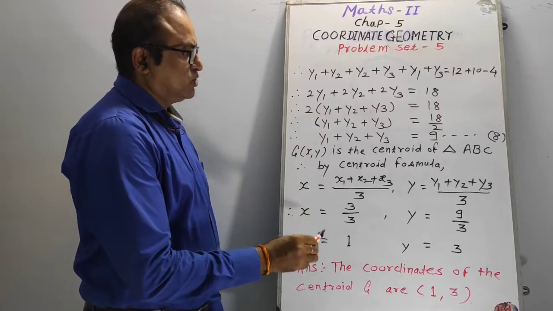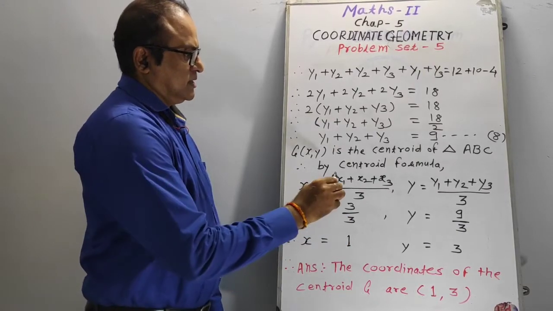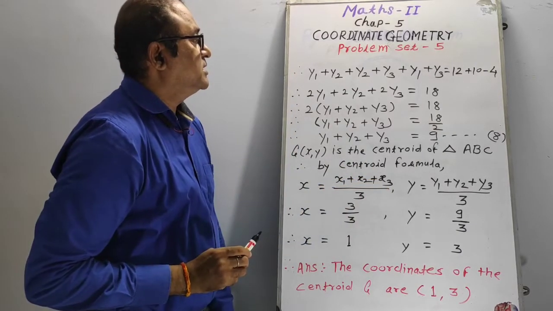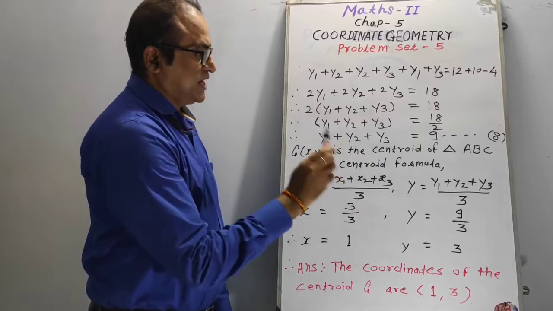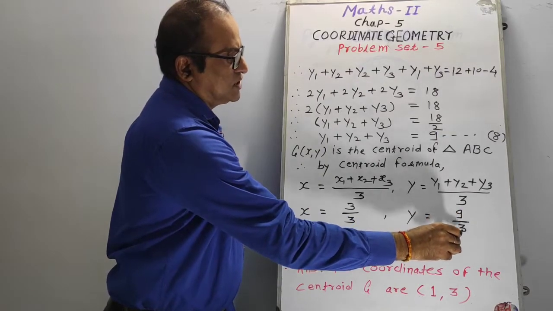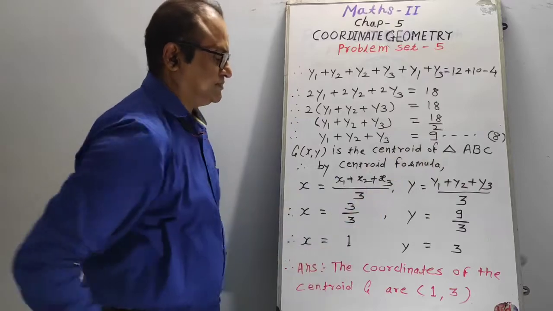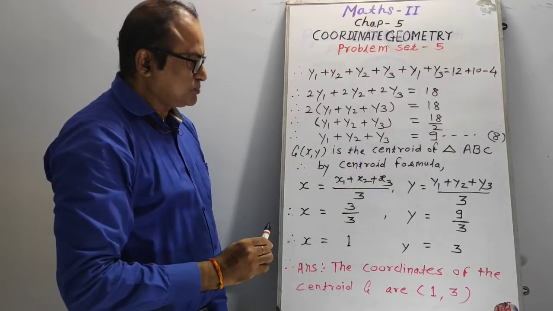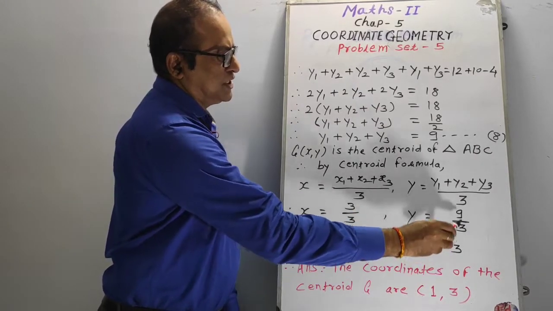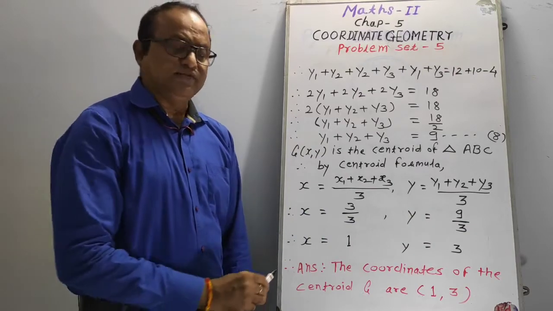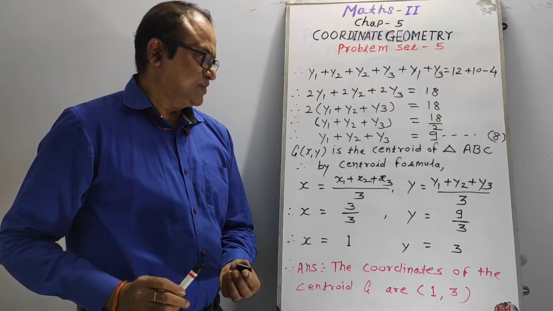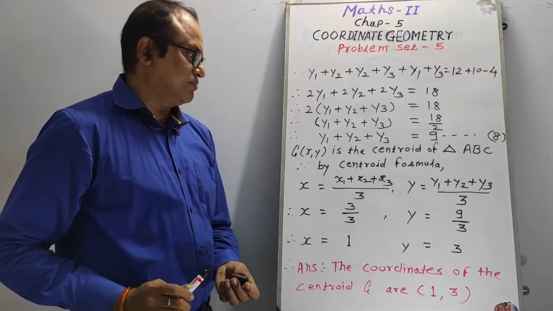Therefore, x is equal to 3 upon 3, because the value of x1 plus x2 plus x3 from equation number 4 is 3, and y is equal to 9 upon 3, since the value of y1 plus y2 plus y3 is 9 from equation 8. Therefore, x is equal to 1, 3 divided by 3 is 1, and y is equal to 3, 9 divided by 3 is 3. Therefore, the answer is that the coordinates of the centroid are G(1, 3).